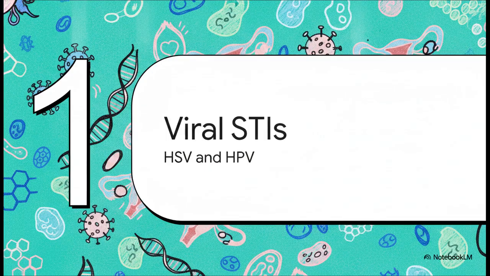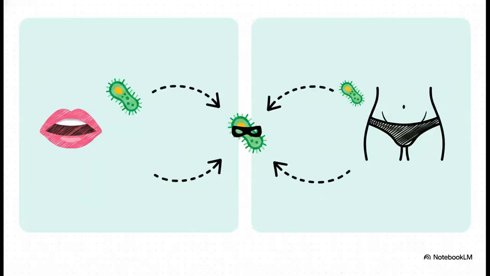Okay, part 1, viral STIs, HSV and HPV. So the crucial thing to understand right off the bat is the difference between HSV type 1 and type 2. Traditionally, you'd see HSV1 causing oral lesions, spreading through saliva, right? While HSV2 typically causes genital lesions and spreads sexually. But because of varying sexual practices, both types can actually spread to opposite areas through direct contact.